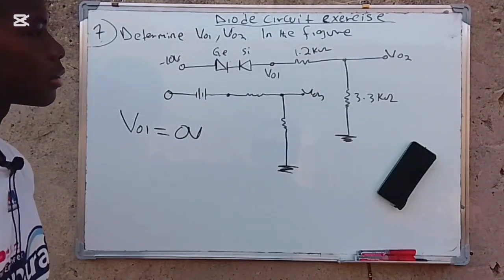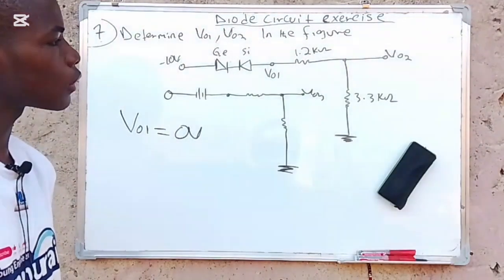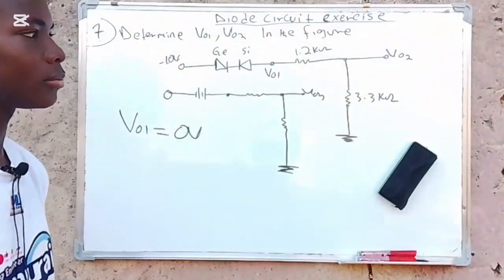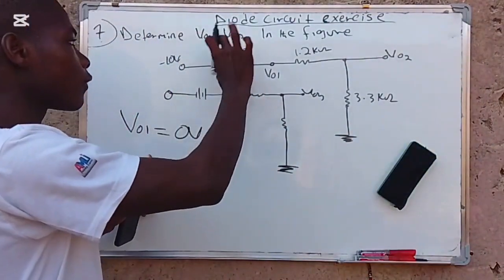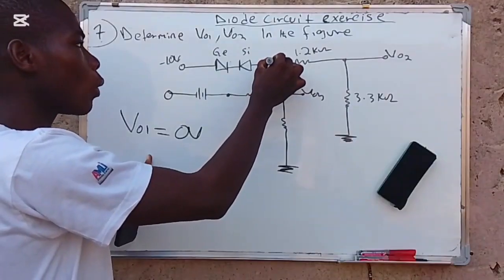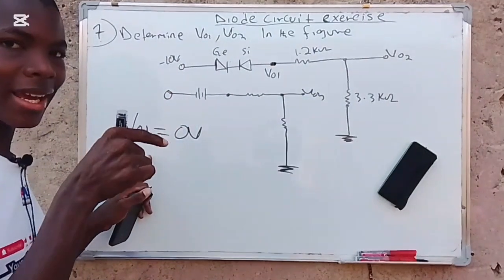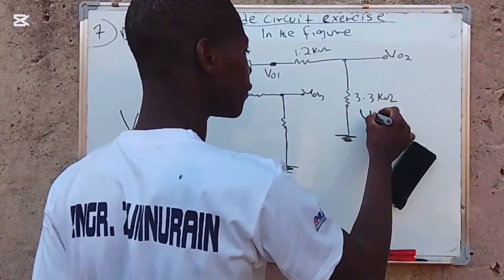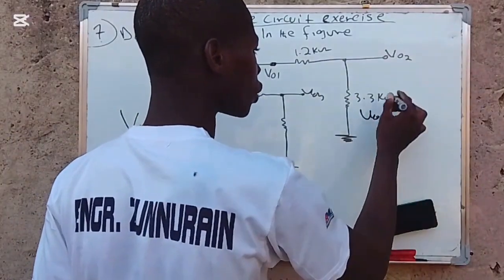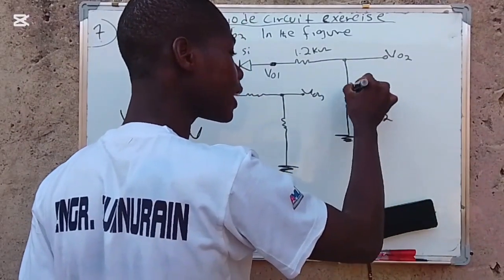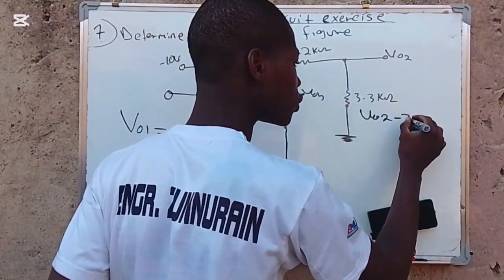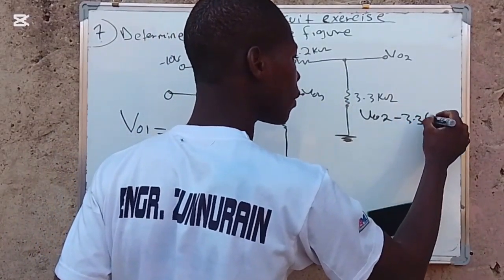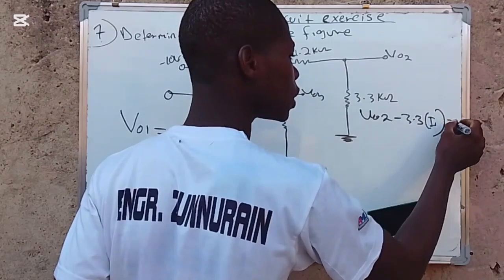Take note of this: there is no more current flowing through this circuit, because if there is no current flowing from VO1 to here, there is no current. Therefore, VO2 is across a resistor, not a diode, so it should be 3.3 multiplied by the current, which will now be 0.